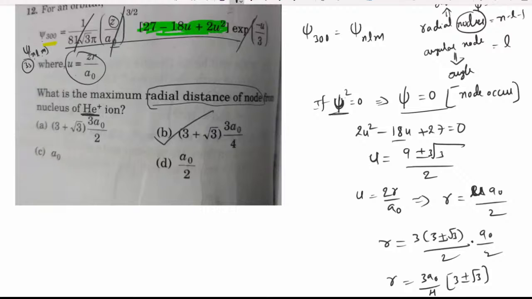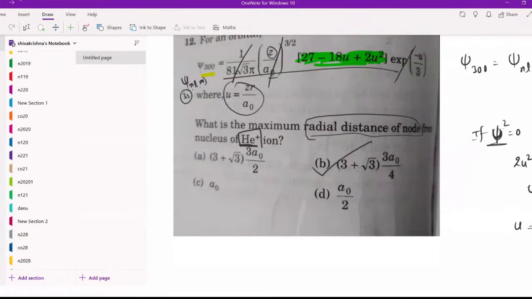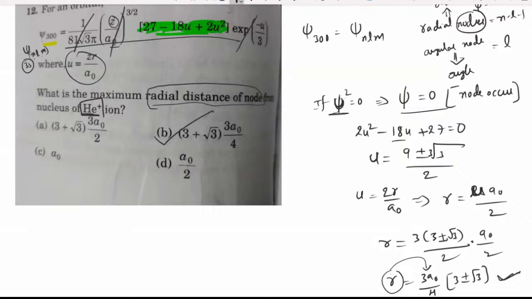Sir, why do you calculate r? Sometimes in the examination they will ask you to calculate the distance in terms of a naught. Yes, in terms of a naught I calculated. This is nothing but the radial distance of the node, and at this distance the electron probability becomes 0 for this 3s orbital of He plus ion, a hydrogen-like atom. Anybody having doubts? Am I clearly explained? If you want, you can see it once again.